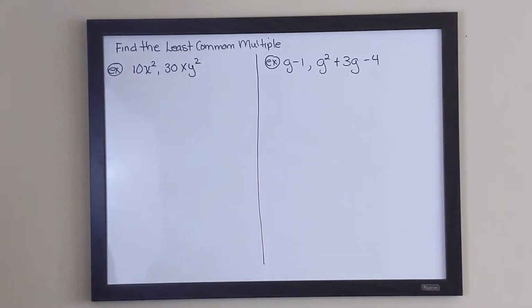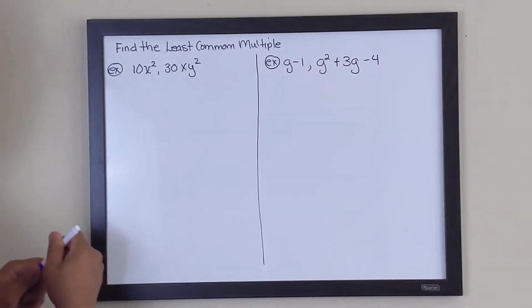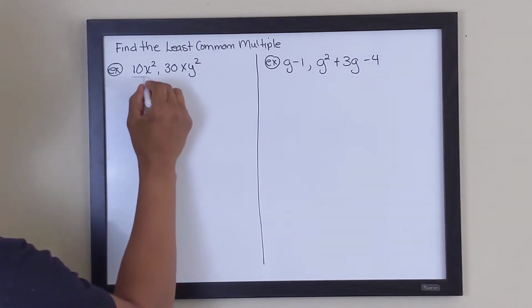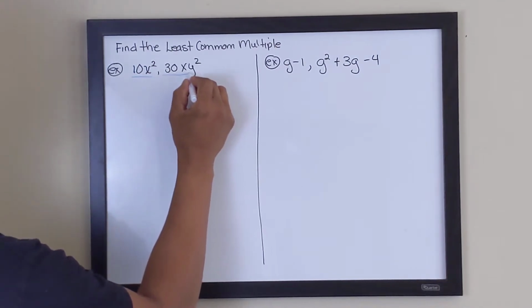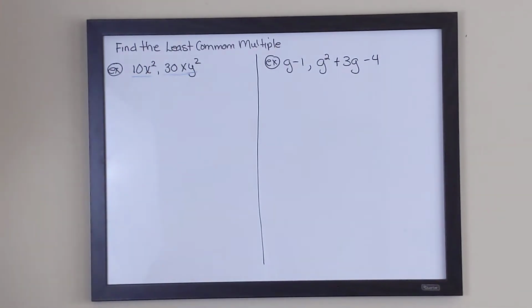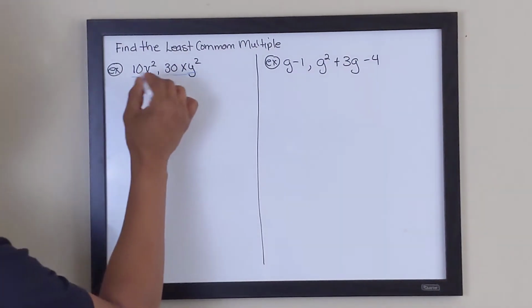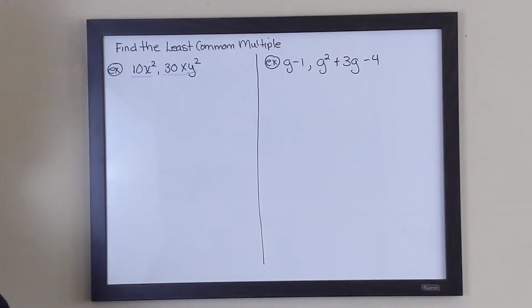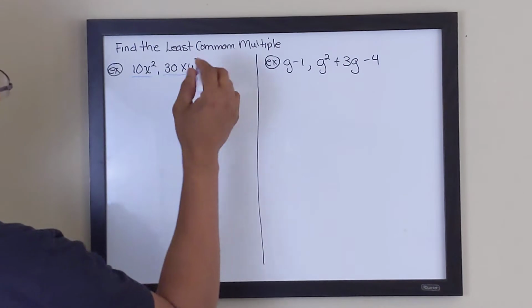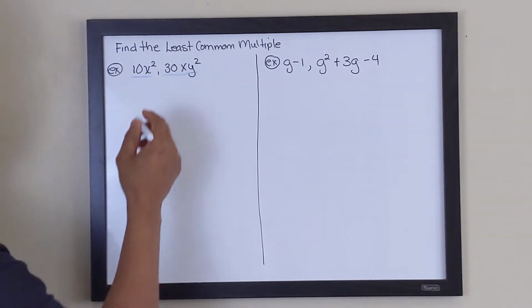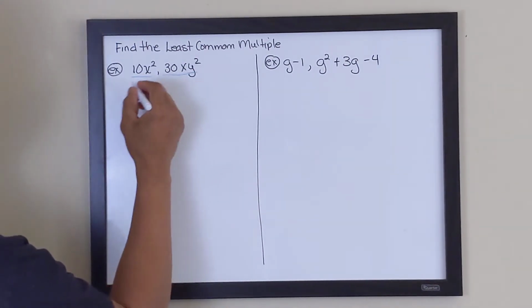On this first problem, we're going to look to see what the least common multiple is between 10x squared and 30xy squared. To do that, we've got to break down the 10 and the 30 to begin with, and then break down the x squared and the y squared, which we don't have to because they're variables.